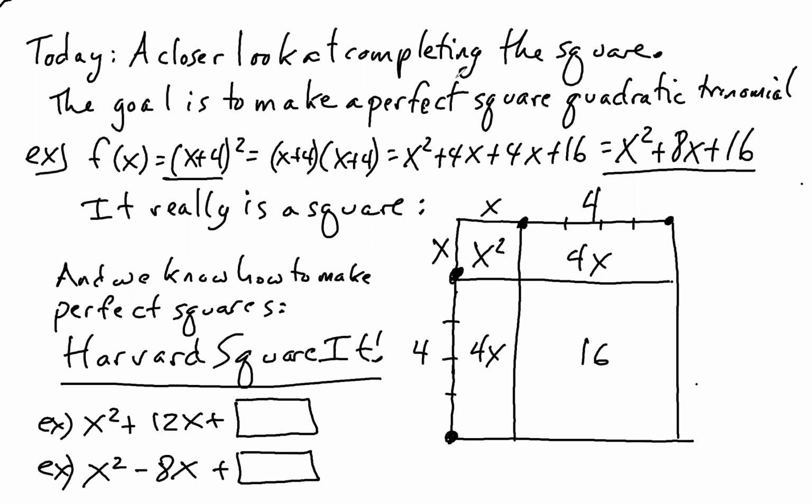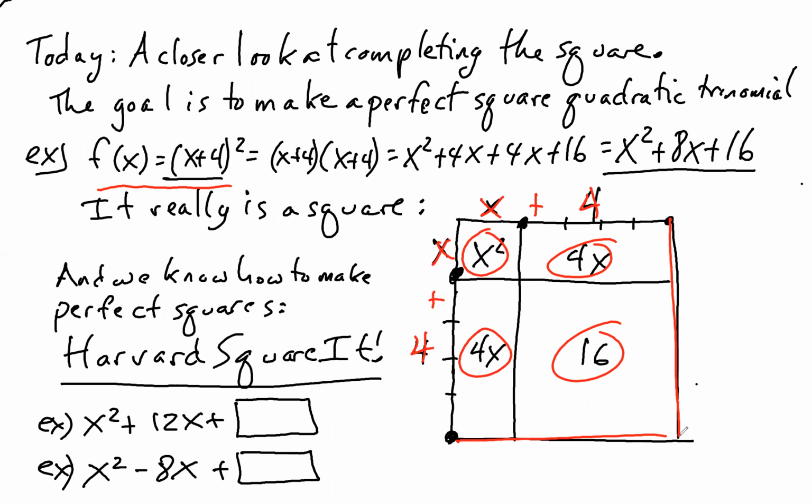First, we're going to look at f of x is x plus 4 squared. So we did this down here, x plus 4 times x plus 4. And when we multiply, we have x squared, 4x, 4x, and 16. Notice that each side is the same length. We've actually created a square. And we know how to do perfect squares already. We have to square things.